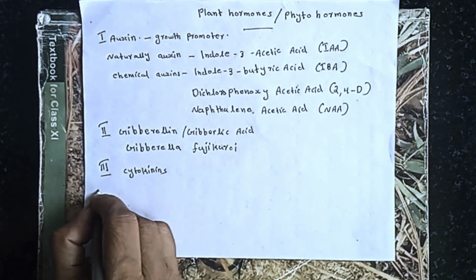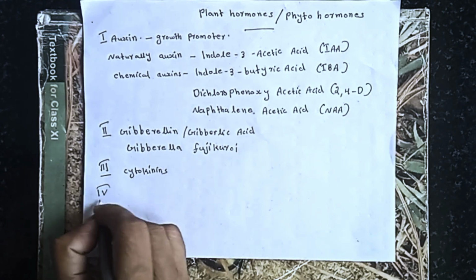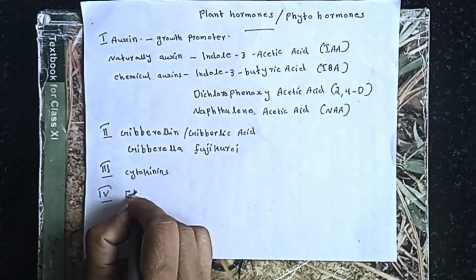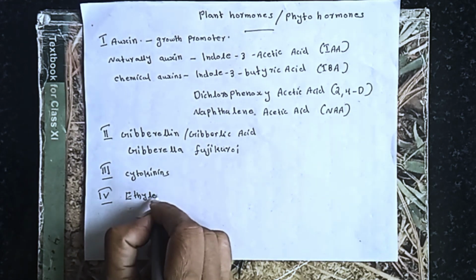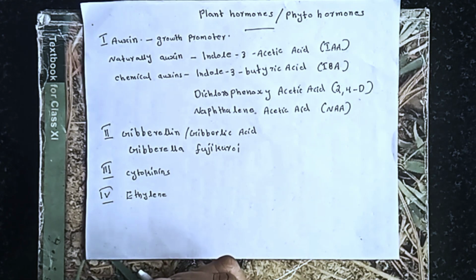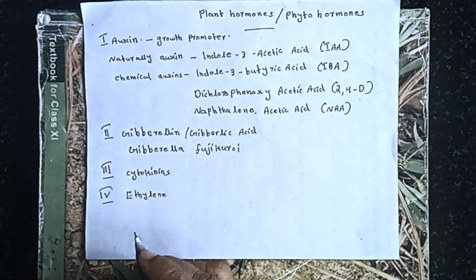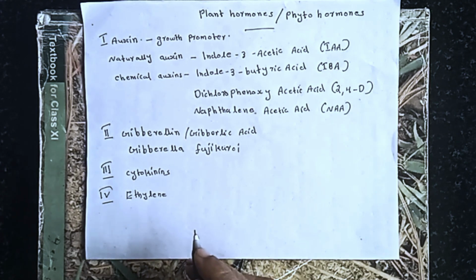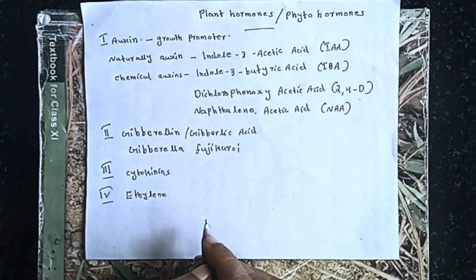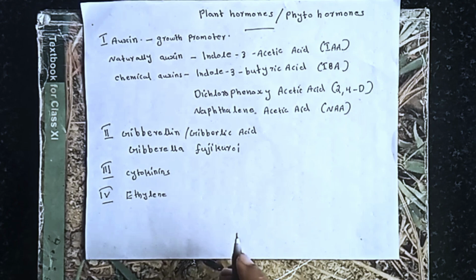Fourth category, ethylene. Ethylene is a gaseous hormone. It is found in ripening fruits, young flowers and young leaves.